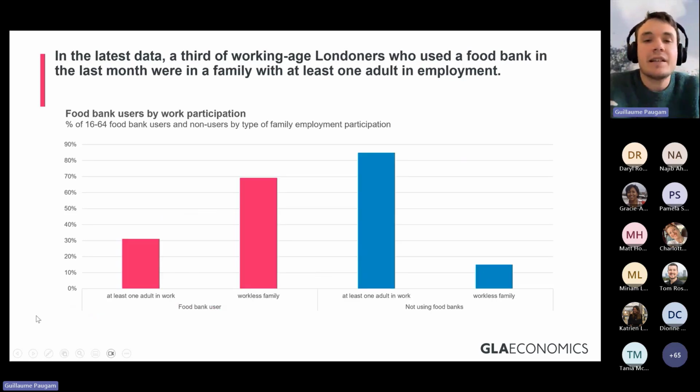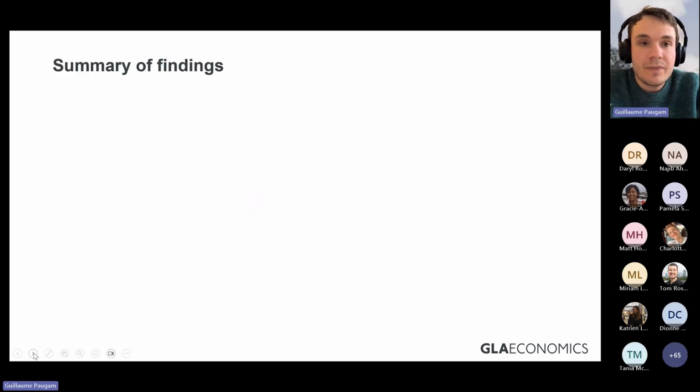Second, and here the data is still a bit sketchy, so don't draw too many conclusions from it, but in the latest data that I had, 1 in 3 adults that used a food bank in the last month were in a family where at least one person was employed. So while the vast majority of food bank users were from workless families, it's still nearly 1 in 3 that came from a family where at least one adult was in work.